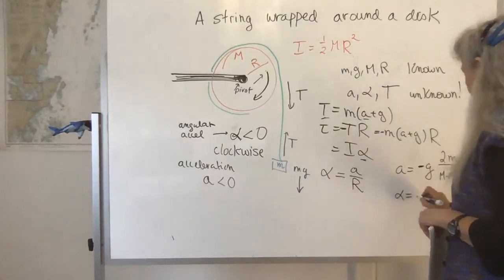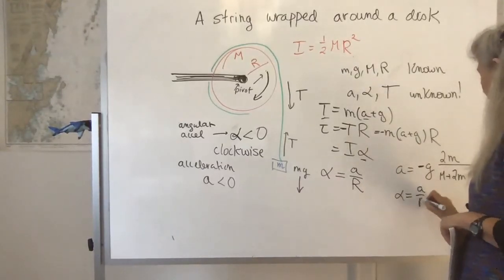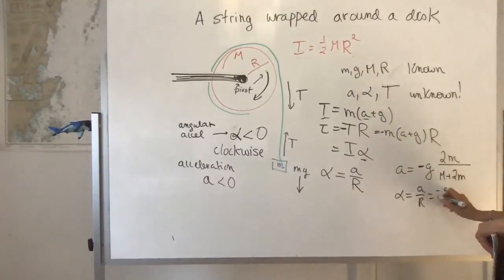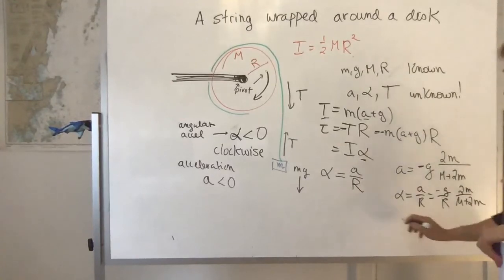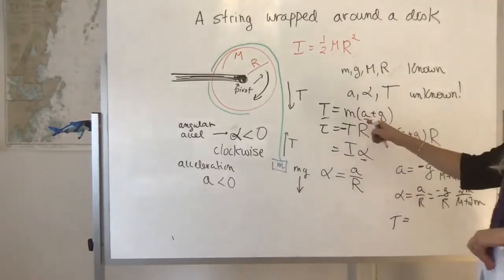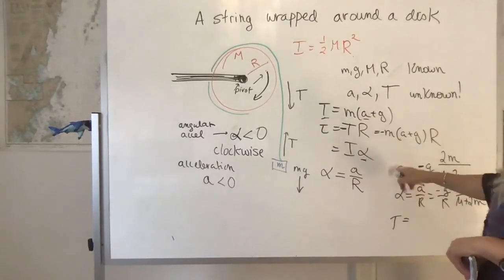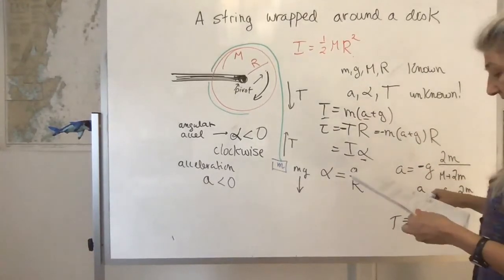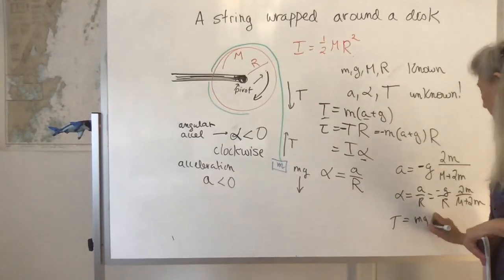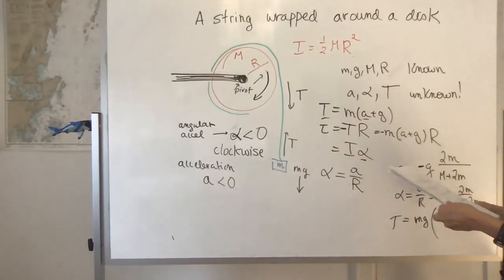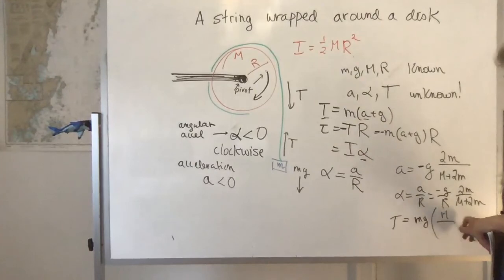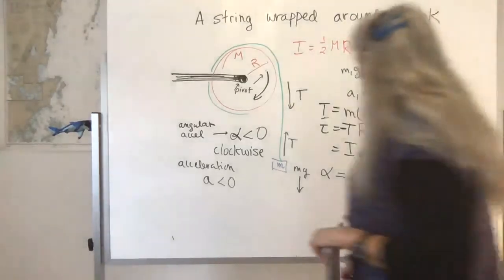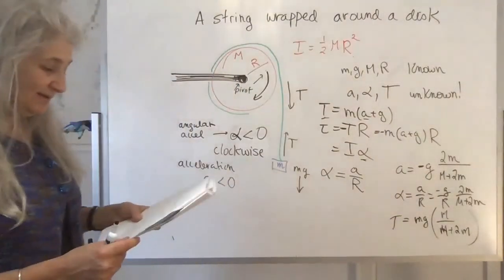And alpha is just A over R. So we just take this and divide by R: 2m over M plus 2m. And T is just m times a plus g. So you can just figure out what that is by adding it in here. It actually turns out to be mg times 2M over M plus 2m. Actually, it's a big M. There. So with a little bit of arithmetic, you can solve the problem.